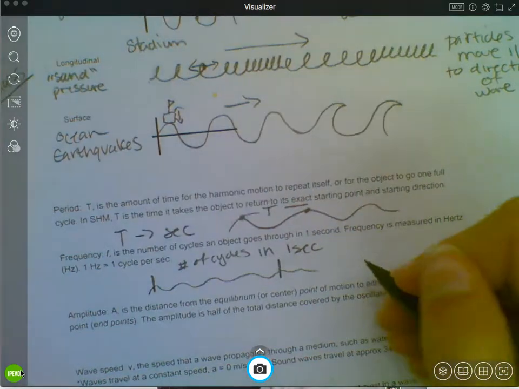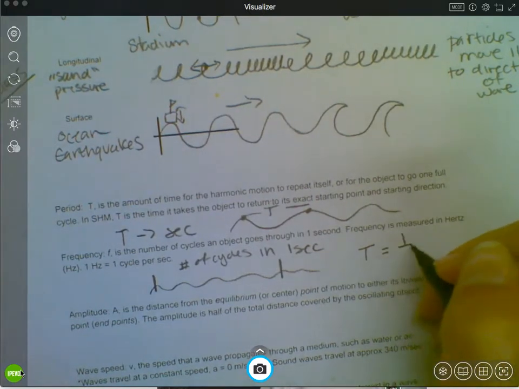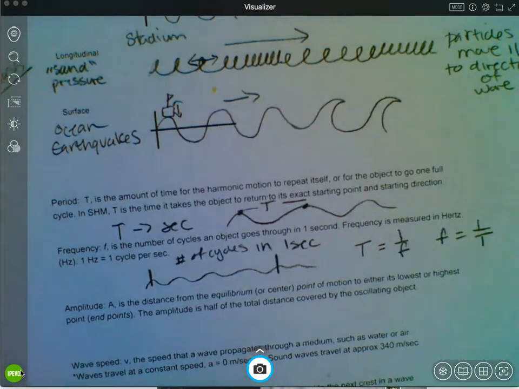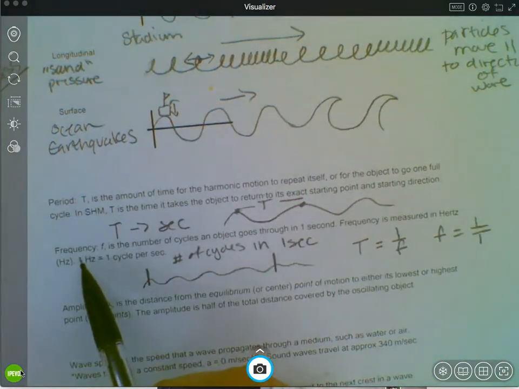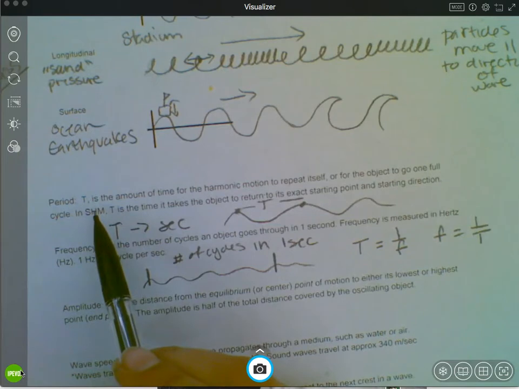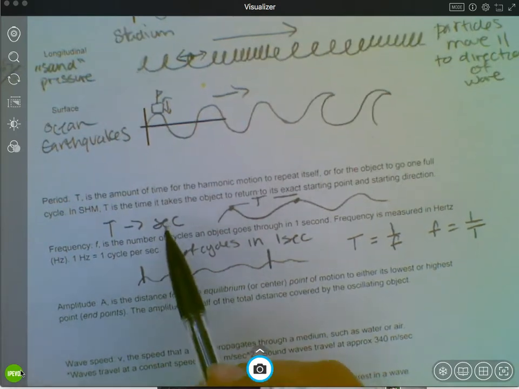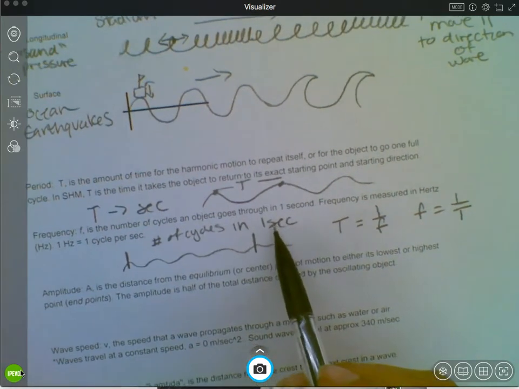Okay. And one kind of helpful and interesting equation is that frequency and the period are inverses. Okay, so these always get confused. The period is the time for 1 cycle. The frequency is the number of cycles in 1 second. Okay, so we measure this in seconds. This is measured in hertz.